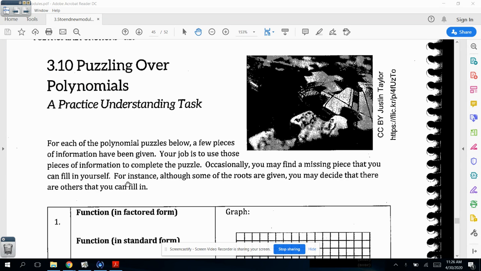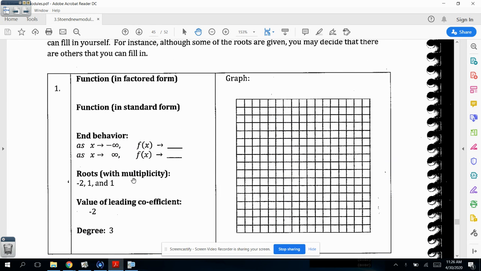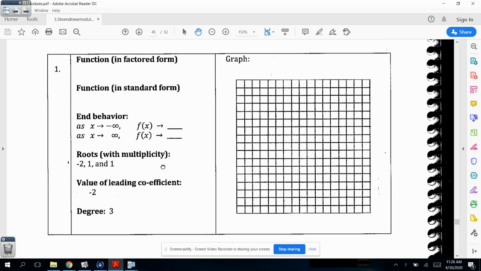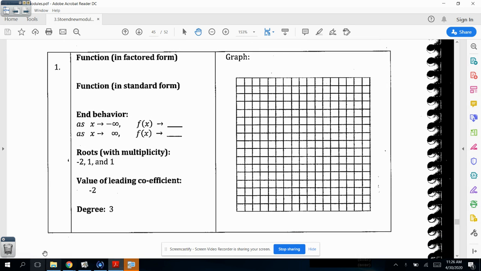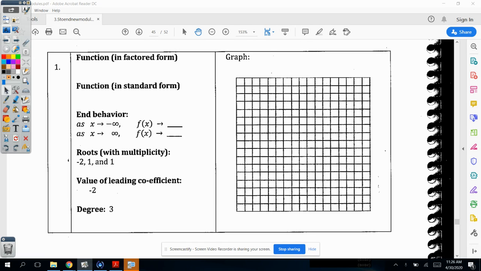Okay, so let's start here. They're going to give you some facts, and then we're going to have to fill in what we can know based on what they tell me. Okay, so there's a couple things here. When they tell you the roots, they are also telling you the factors, okay? So this will be y equals, if -2 is a root, that means x plus 2 is a factor.